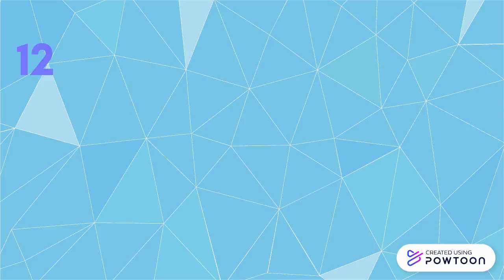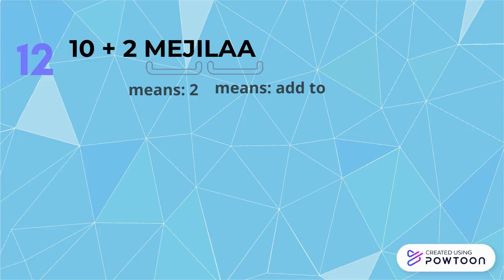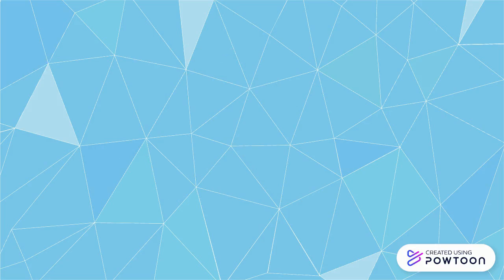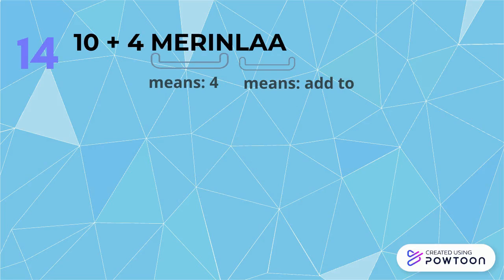12 is 10 plus 2, which is meji la. Meji means 2 and la is to add on to. Meji la. 13 is 10 plus 3, meta la. Meta is 3 and la is add to. So 14 is again 10 plus 4, meri la.